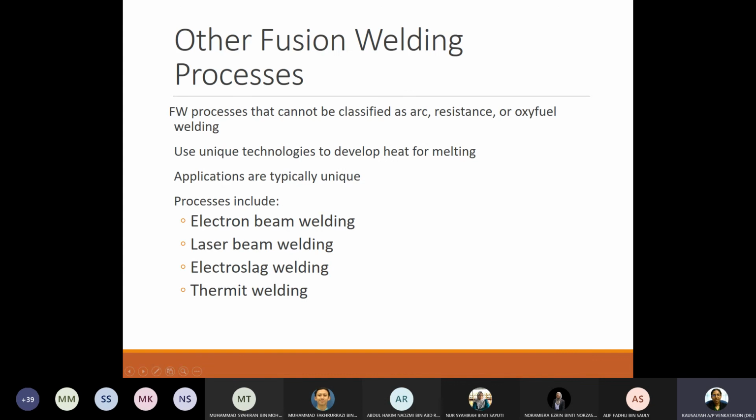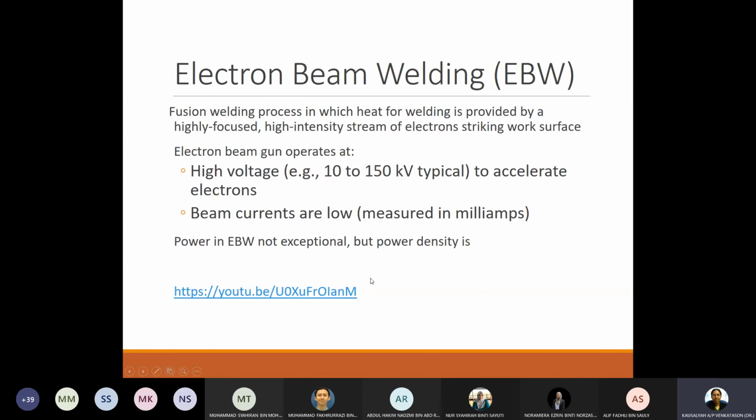Now we come to other fusion welding processes that cannot be classified under arc welding, resistance welding, or welding using any kind of fuel. These use other technologies to develop heat for melting, and the processes under this would be electron beam, laser beam, electrostatic, and thermit.